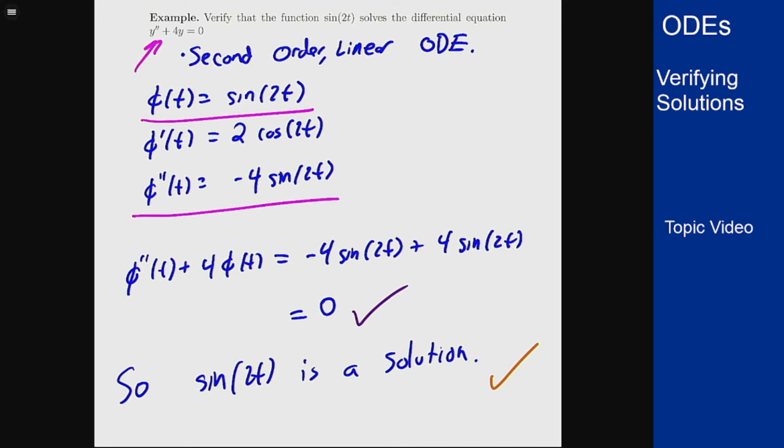All you're doing is taking the function you're given and seeing if it solves the equation. You're not solving it, you're not coming up with the solution out of nowhere, you're just saying, okay, does this function work? Let me plug it in and see. That's the idea of solutions to differential equations, what they might look like, as well as how you go about verifying that a given function solves a given differential equation.